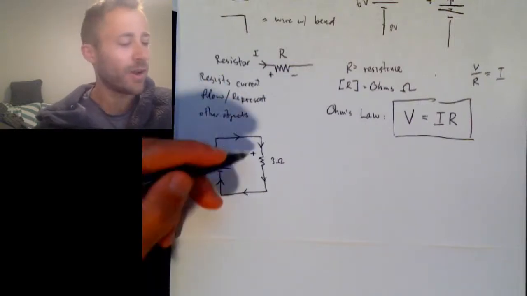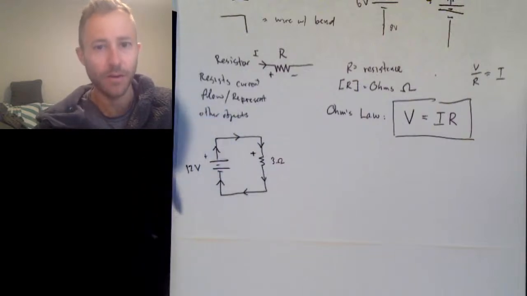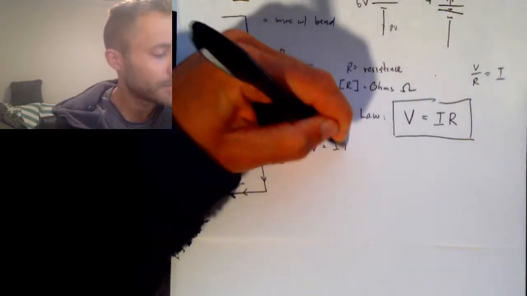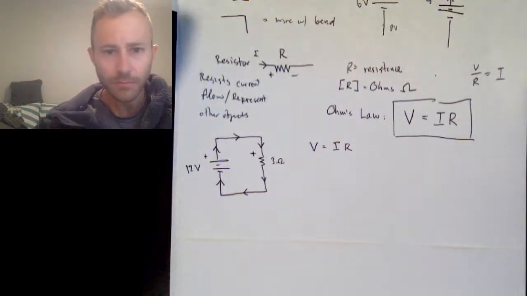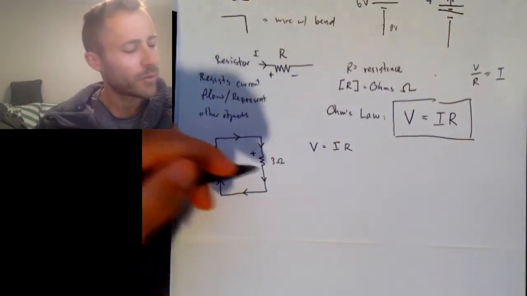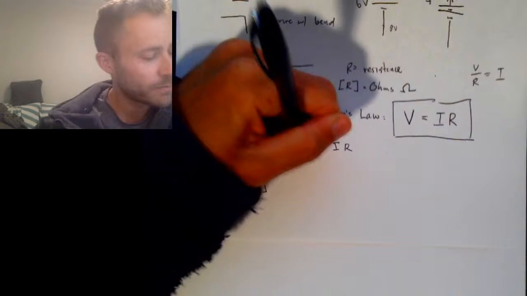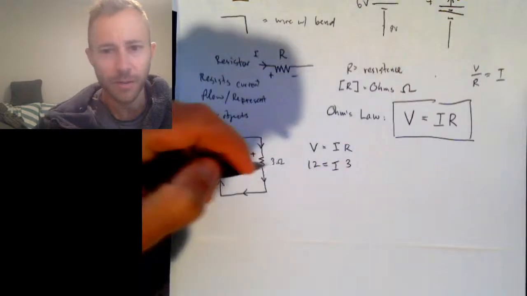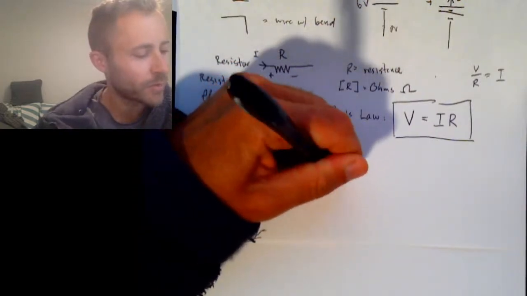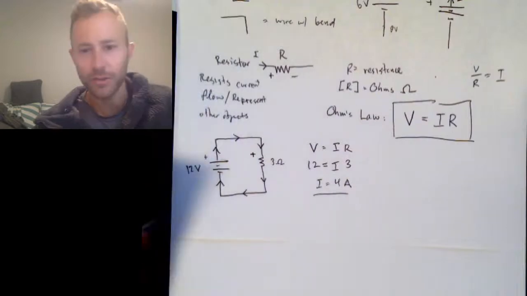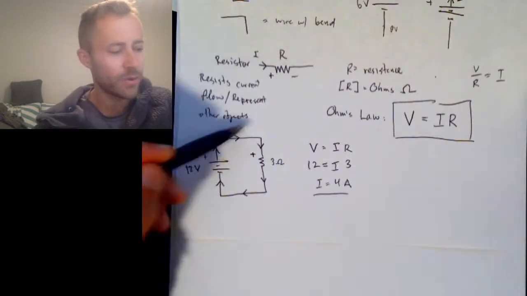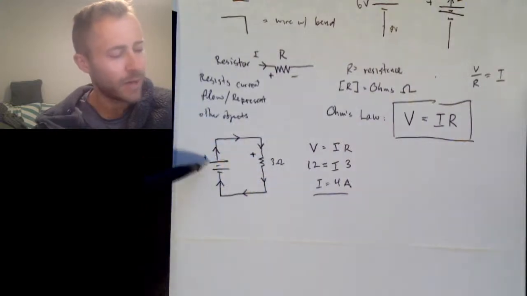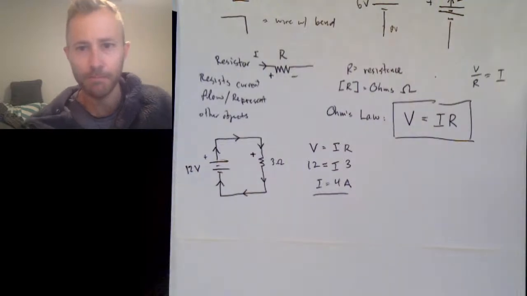And so if I wanted to know how much current is going to flow, what I would do is apply Ohm's law. So this battery is providing the resistor with 12 volts, and the resistance is 3 ohms. Dividing by 3, we get that the current is 4 amps. So that's how much current is going to flow in this circuit, and it's going to flow in this sense because that is the positive terminal of the battery.